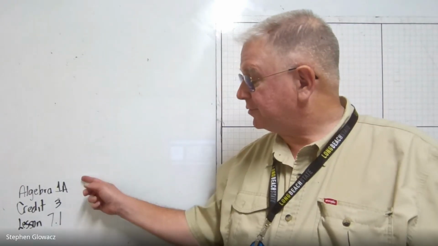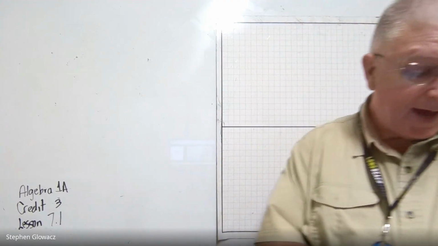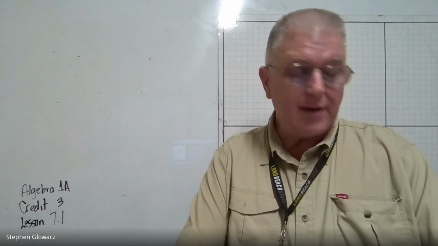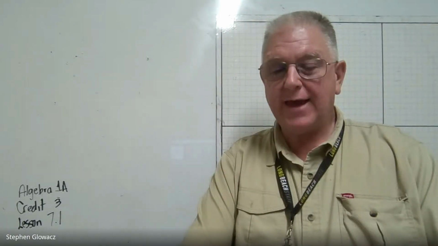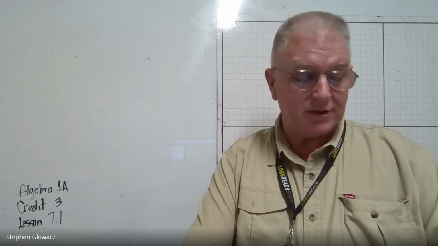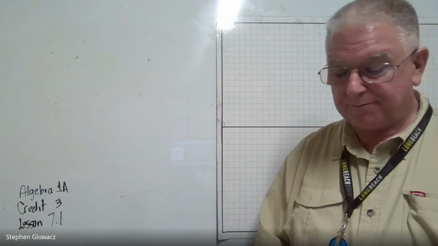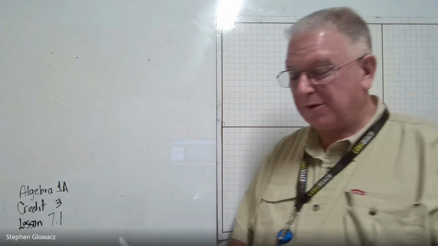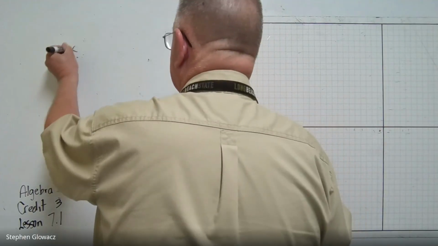These are the examples for Algebra 1A, Credit 3, Lesson 7.1. In Lesson 7.1, we're going to be talking about modeling a situation with an expression, and then also expressing that as a graph, and then even answering a question about the graph in order to resolve a situation or to answer a problem. Okay, so let's take a look at number one, and this will be our example for number one.